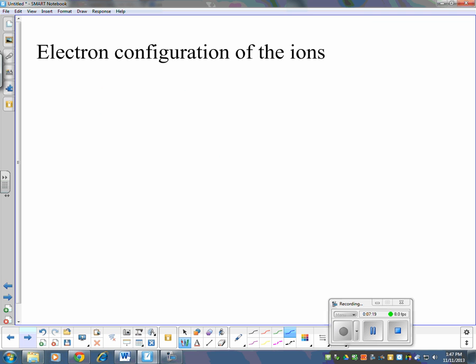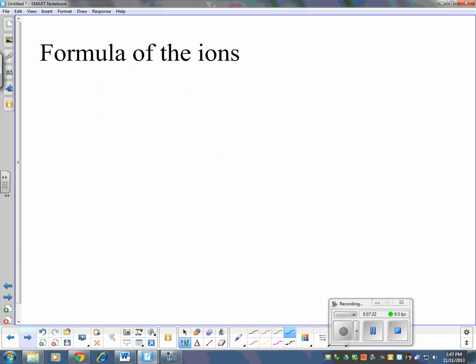Formula of the ions. The formula is just what I already showed you. You write the symbol and the charge. So aluminum is Al3 plus, sulfur is S2 minus.